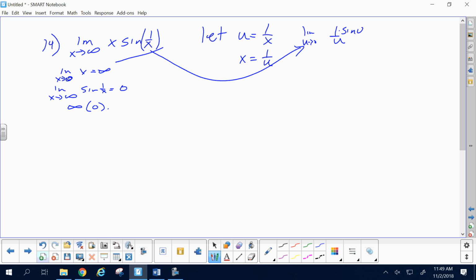And that's easy. In fact, we know that. We've done that a million times. What do we know that limit to be? 1. So that's a nice little technique. If you get oscillating behavior, you might consider a use of substitution.